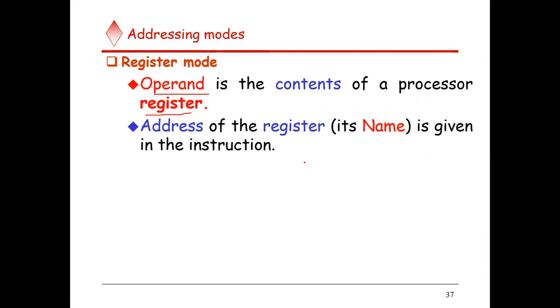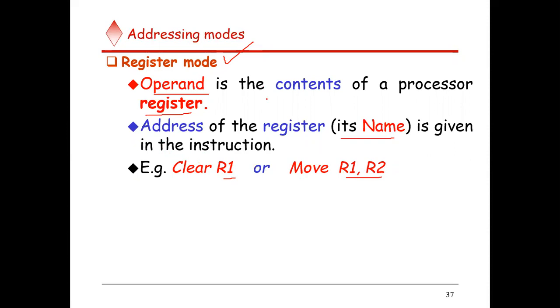And how are we representing that register in an instruction? That is through its name. So the address of the register, or its name, will be given in the instruction. The instruction will look like this: clear R1, move R1, R2. Here R1 and R2 are both operands that are always present inside registers. So we call it register addressing mode.